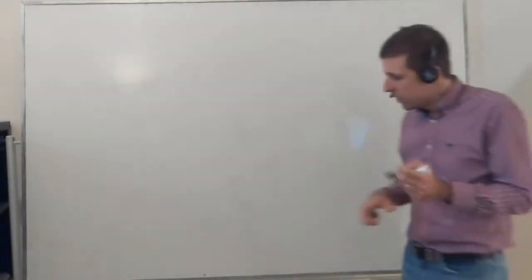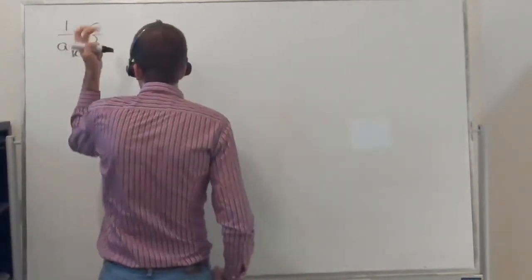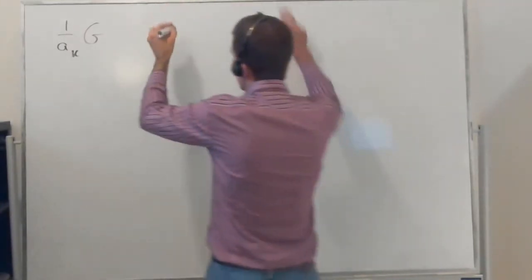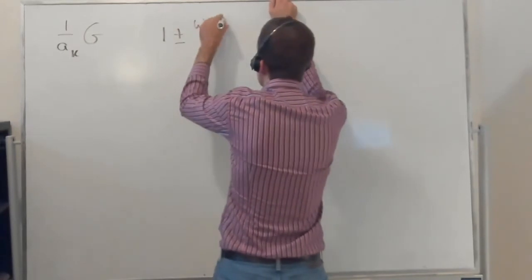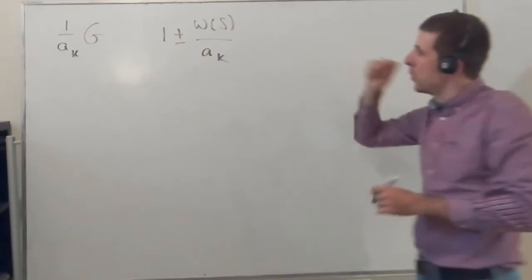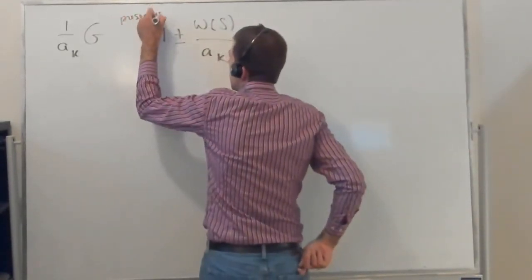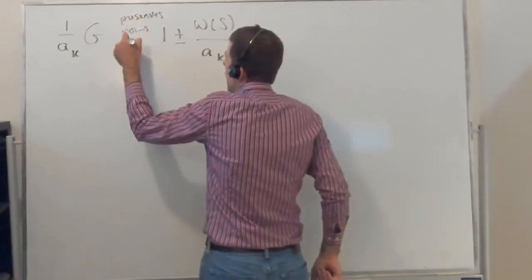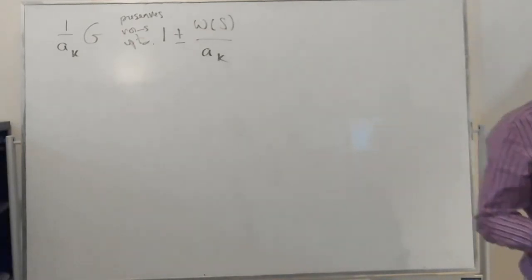Okay, so what we saw is that if we have the map a_k G, where G is a k by d matrix, this preserves norms up to 1 plus or minus the Gaussian width over a_k. But what we saw was this theorem, Gordon's theorem, in terms of expectation.